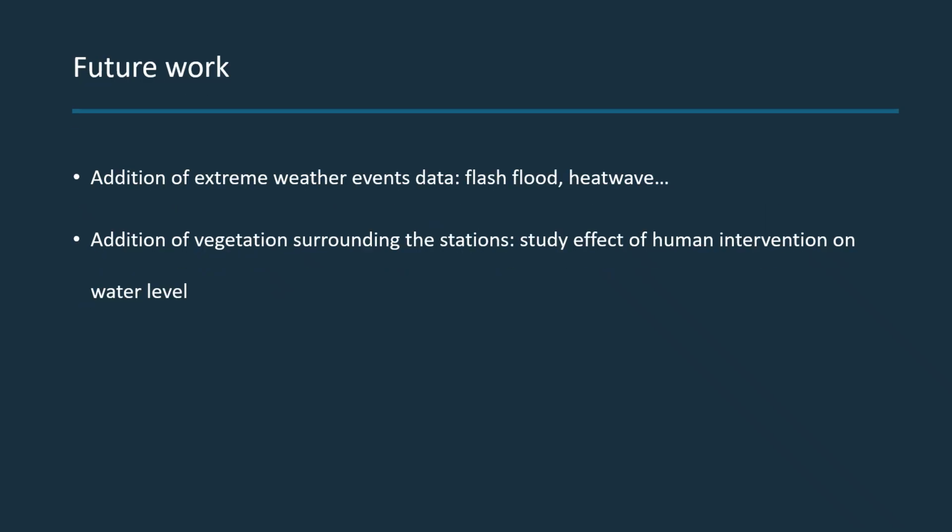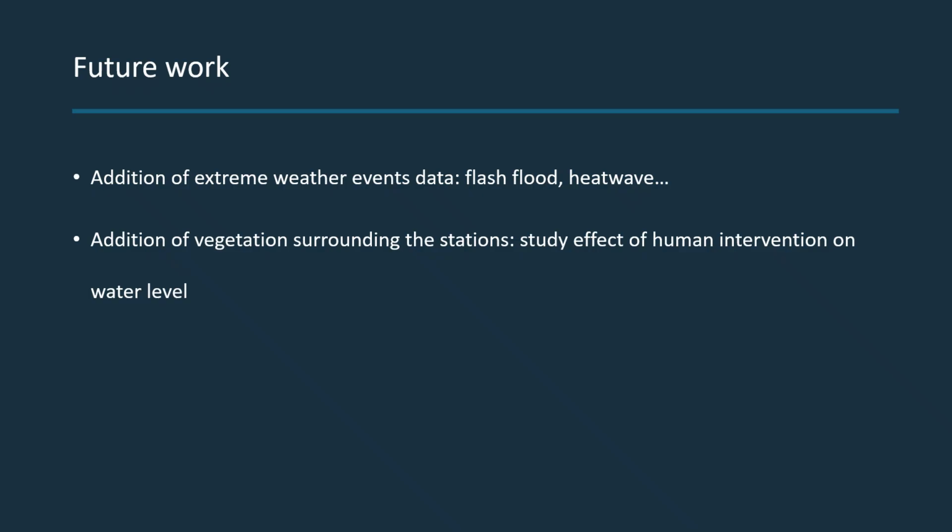Further avenues of research include the inclusion of extreme events in weather, such as flash floods or a heat wave. Our current data does not include any such events. And as we know, such events can have significant impact on the level of water in streams.